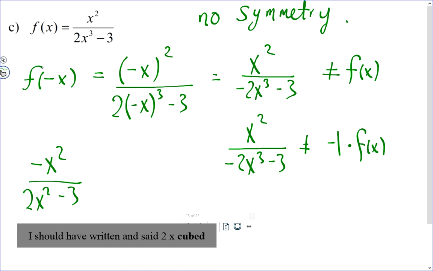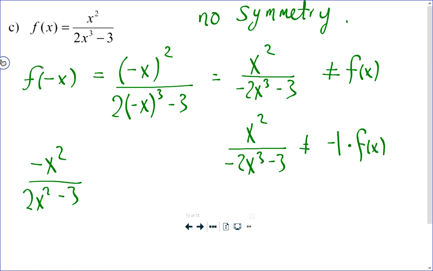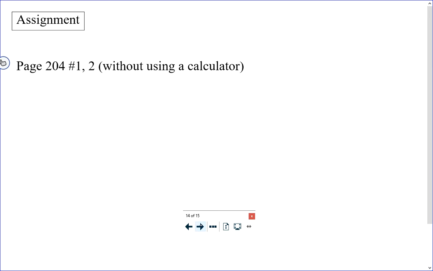And that's it. Fairly short lesson, fairly to the point idea here. You need to be able to use algebra, not a calculator, to determine if functions are symmetrical or not. So on page 204 of your textbook, questions 1 and 2 are the practice problems.